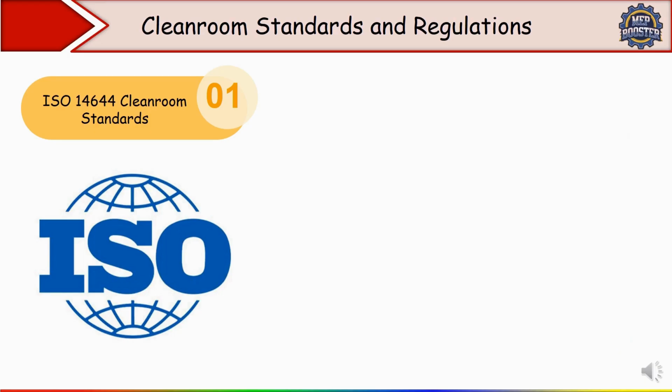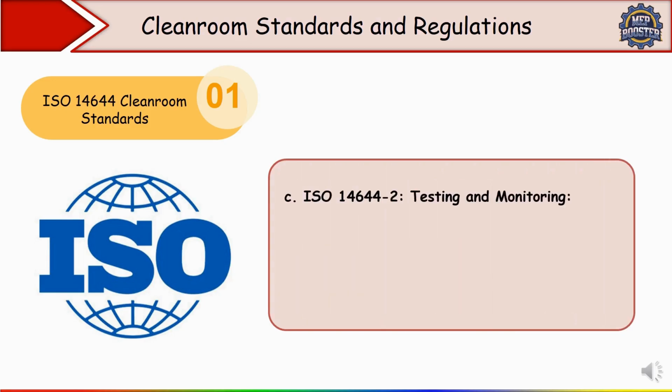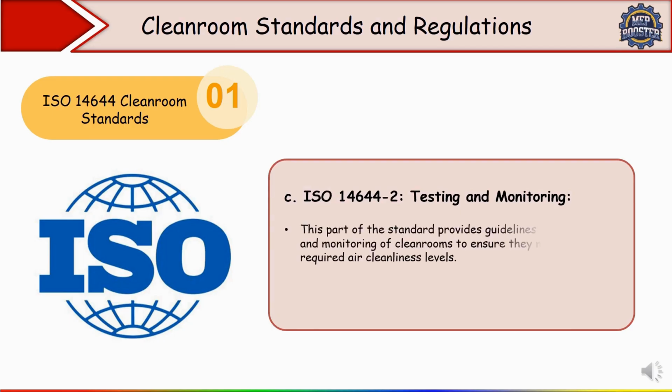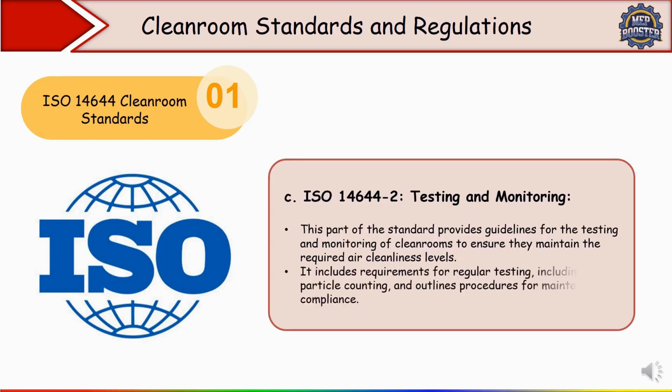Now let's see ISO 14644-2, which is the standard for testing and monitoring. This part of the standard provides guidelines for the testing and monitoring of clean rooms to ensure they maintain the required air cleanliness level. It includes requirements for regular testing, including particle counting, and outlines procedures for maintaining compliance.